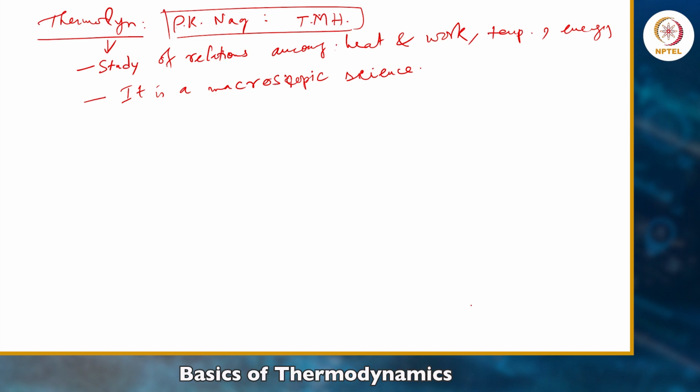For example, random vibration or Brownian motion, we are not discussing in this course. We are discussing bulk fluid, or a certain volume I'll take. That volume will be compressed, decompressed, its temperature increased or reduced. So whatever process we do, we are not considering the molecular level, but we are taking bulk properties.